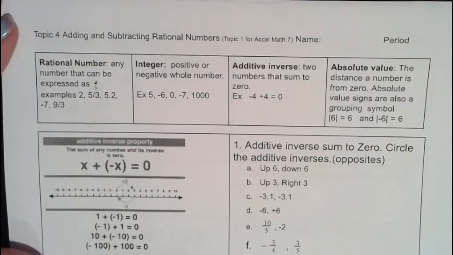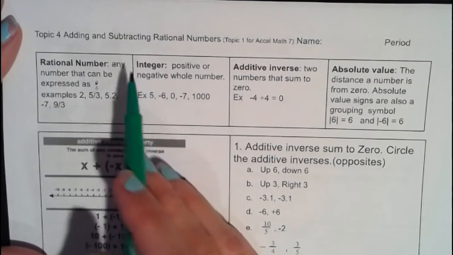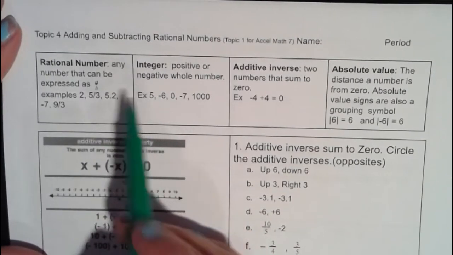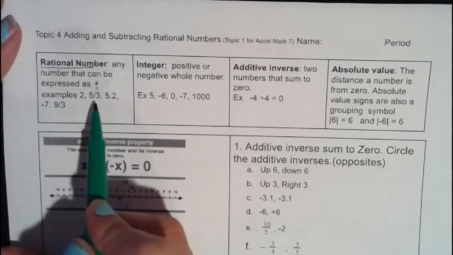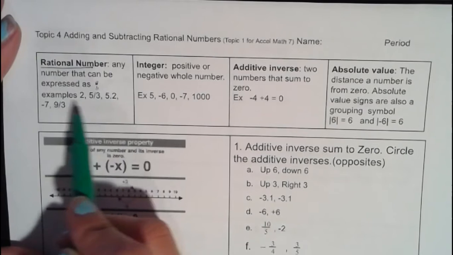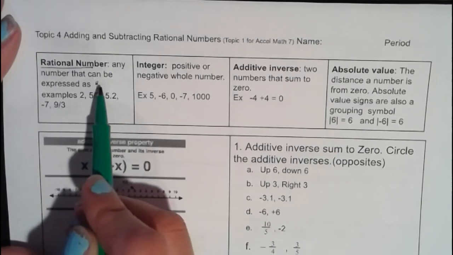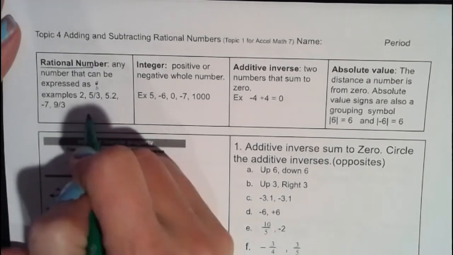Lesson 4-1 gets us a little bit more into our positive and negative number unit. It has some vocabulary that may be new to you. A rational number includes all of the fractions and the decimals that end or repeat. So anything that could be expressed as a fraction. Pretty much every number that you can think of so far, with the exception of pi.